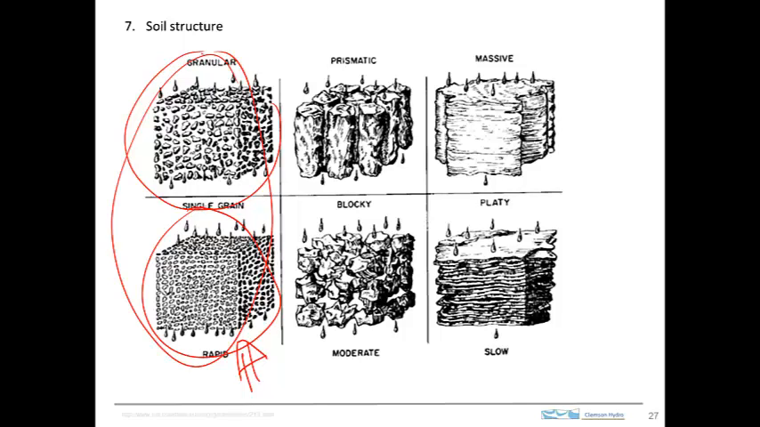You have relatively high permeability. These structures, prismatic and blocky, you can see that it's intermediate permeability, and then a massive structure where there's really not a well-defined ped structure, or platy structure where the peds are really aligned horizontally. These will be relatively low permeability soils.